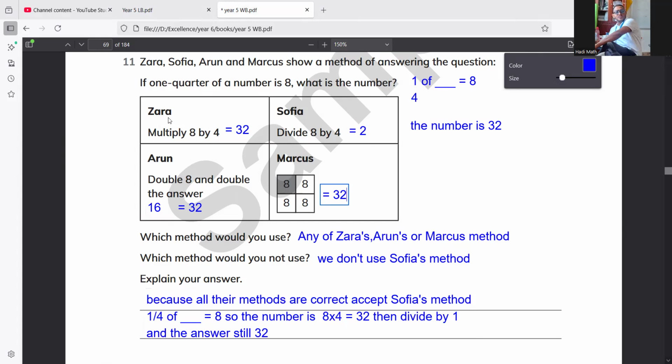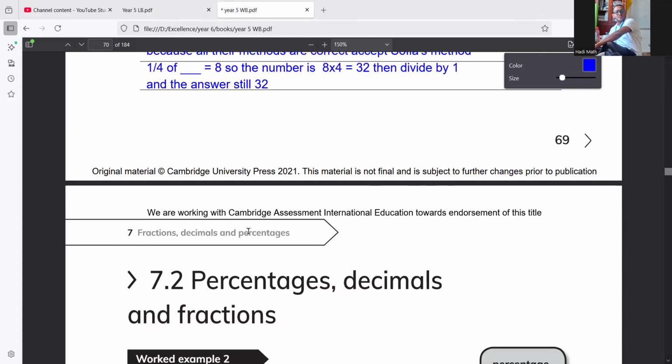But I prefer Zara's method because you're immediately going to multiply 8 by 4, and then after that you divide by the numerator. And your numerator is 1, so you don't need to divide by it. So Zara's method is the best method. That's all about this exercise.